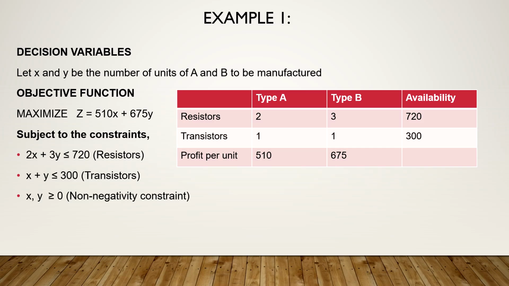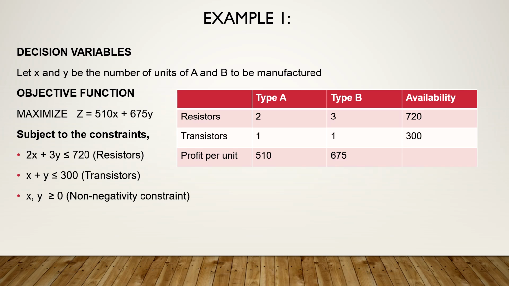In order to optimize, here we maximize the total profit. So now your objective function is: maximize Z equals per unit profit 510 into the number of units to be manufactured, which is 510x, plus in the same way for B device 675y. So Z equals 510x plus 675y is your objective function. Then it is subject to the following constraints.